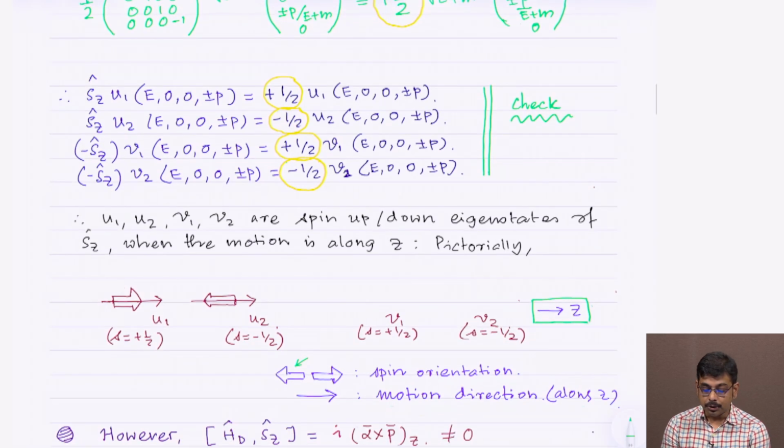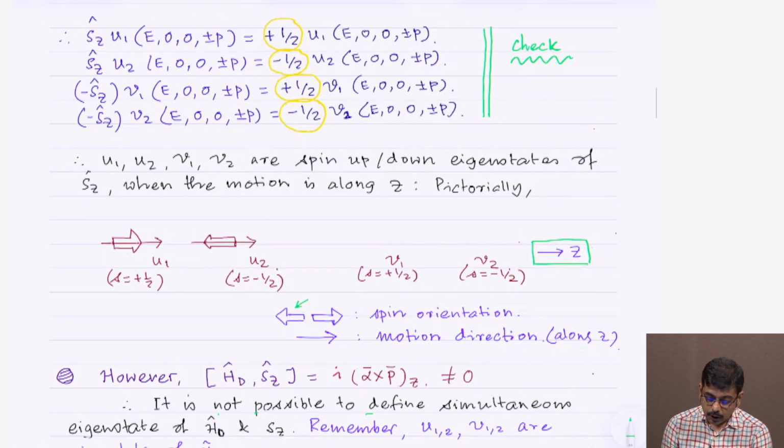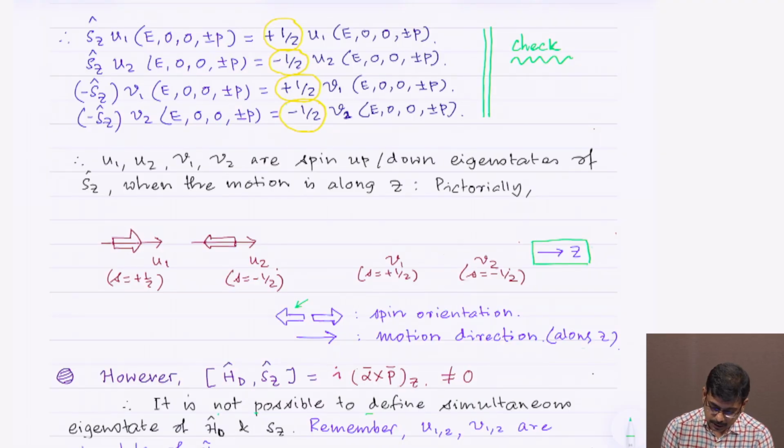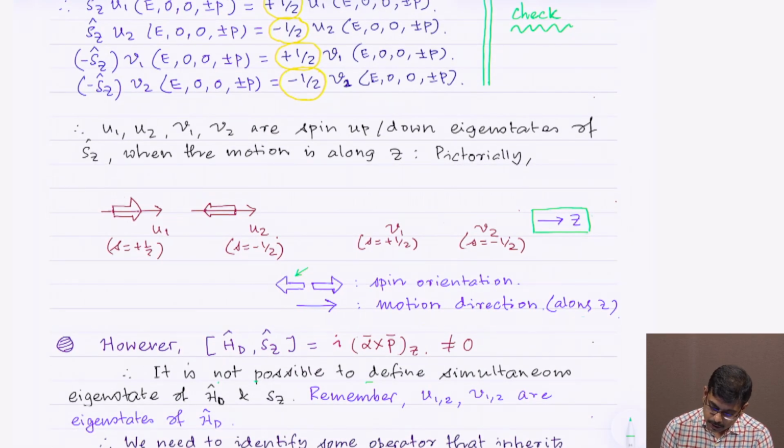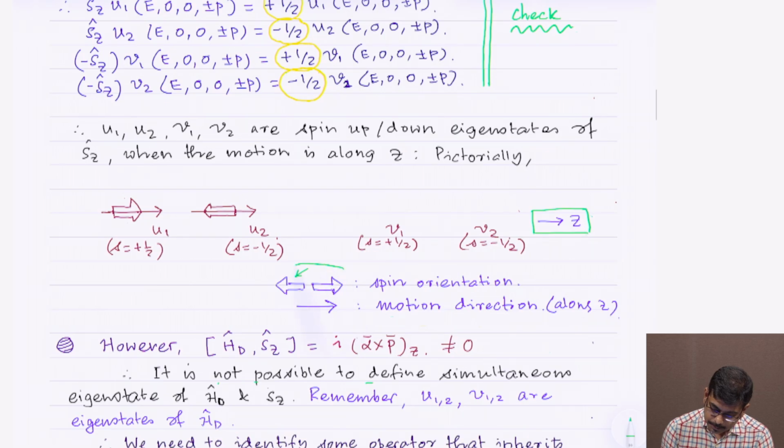So, u1, u2, v1, v2 are essentially spin up and spin down eigenstates of Sz when the motion is along the z direction. Pictorially you can say that when s is equal to half, the spin is actually projected along the direction of the motion. When s is equal to minus half, the spin is projected opposite to the direction of the motion, and this is what is shown in this picture. If you actually assume that the spin arrows are like this and this arrow defines the direction of the motion.